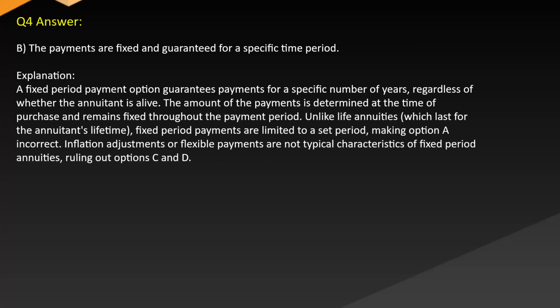Answer: B. The payments are fixed and guaranteed for a specific time period. Explanation: a fixed period payment option guarantees payments for a specific number of years, regardless of whether the annuitant is alive. The amount of the payments is determined at the time of purchase and remains fixed throughout the payment period. Unlike life annuities, which last for the annuitant's lifetime, fixed period payments are limited to a set period, making option A incorrect. Inflation adjustments or flexible payments are not typical characteristics of fixed period annuities, ruling out options C and D.